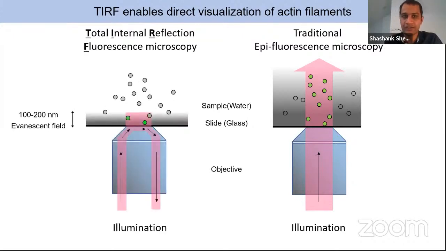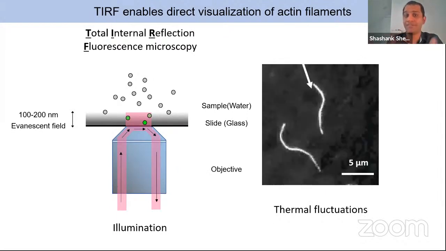What we've done is use a technique called TIRF microscopy, which is total internal reflection fluorescence microscopy, in which we do not illuminate the entire sample. We illuminate a very small region just above the glass slide. So you end up illuminating only a few molecules on the glass surface. You have very high signal and very low background, so you get very good signal to noise. That really allows you to see individual filaments.